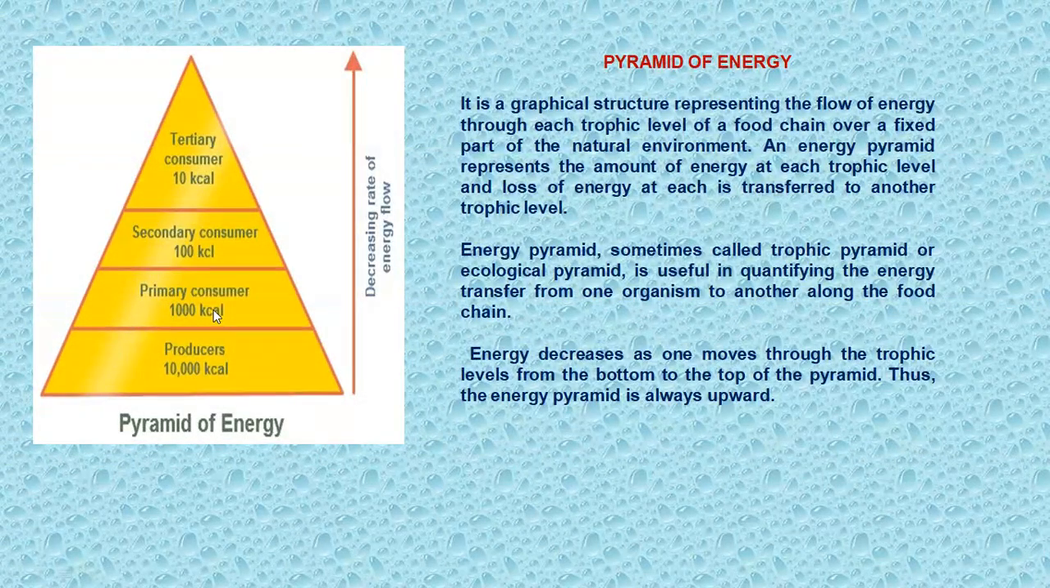Energy decreases as one moves through the trophic levels from the bottom to the top of the pyramid. Thus, the energy pyramid is always upright. In this pyramid of energy, we can see the producers have the largest amount of energy, then primary consumers have less energy than producers, secondary consumers have less energy than primary consumers, and tertiary consumers have the smallest level of energy in this pyramid of energy, hence making it always upright.